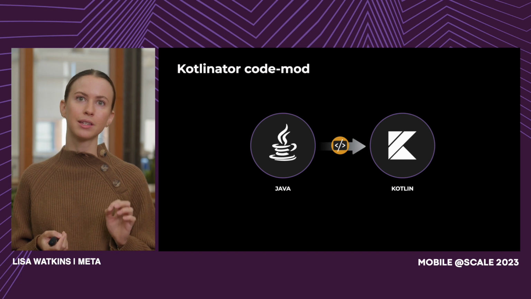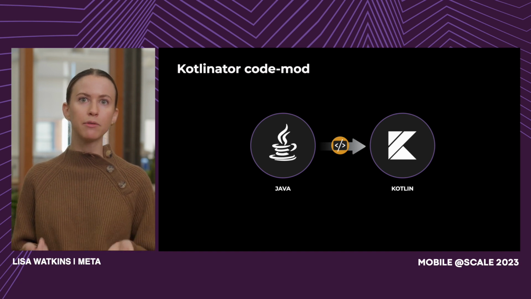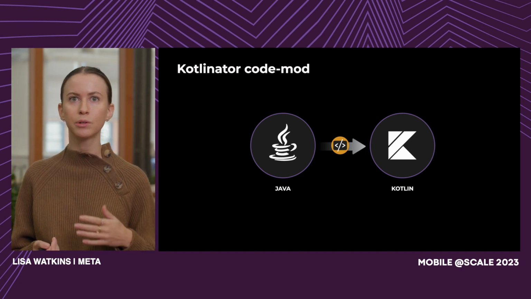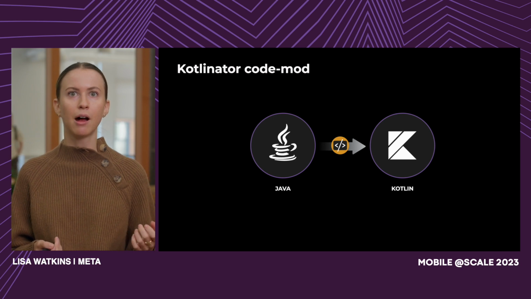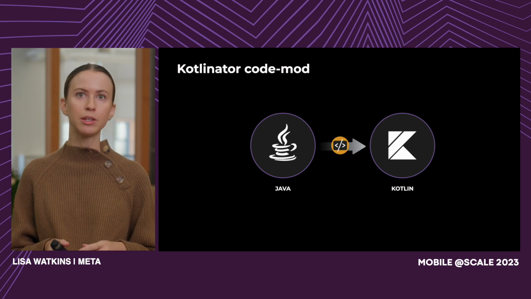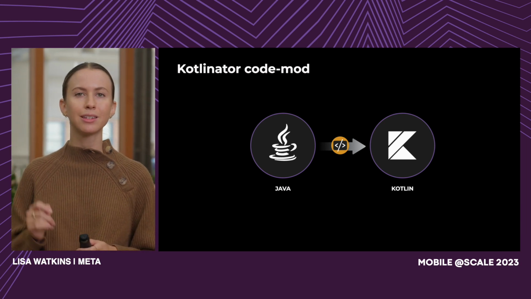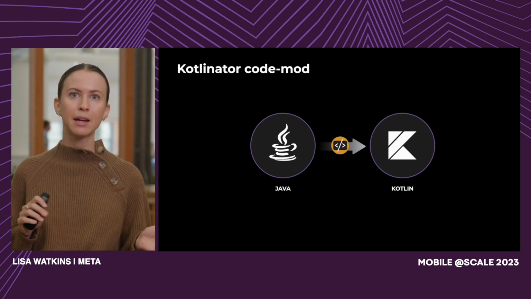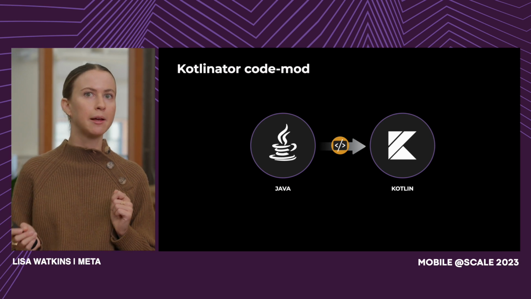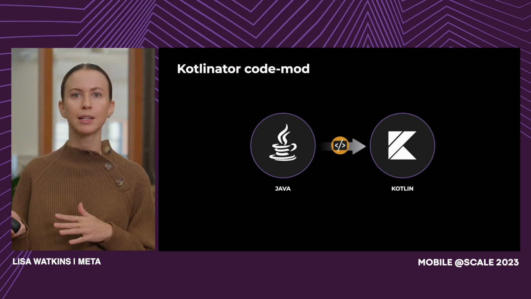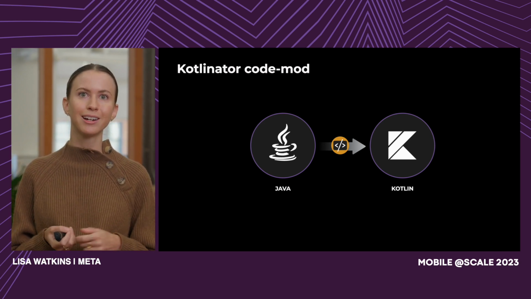So Kotlinator uses the J2K tool, which some of you might be familiar with. This is the tool that JetBrains developed that basically in Android Studio, when you see that little button that says migrate this Java file to Kotlin, that uses the J2K tool. So Meta built on top of this tool with some pre-processing and post-processing steps to build Kotlinator.